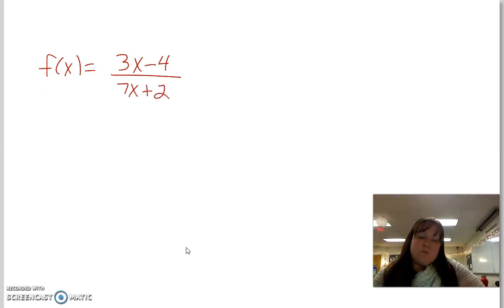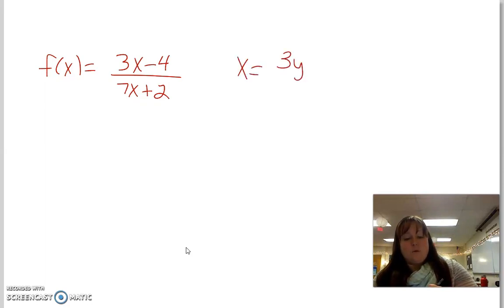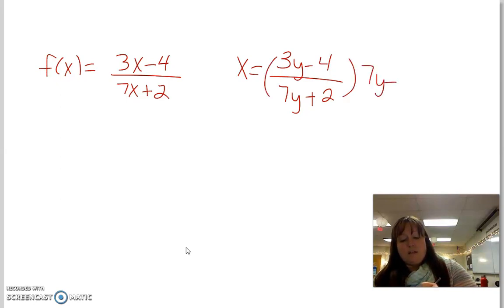So we have this function. We want to switch our input and our output. So x becomes our output, y becomes our input. 7y plus 2. Okay, and now we go ahead and get y by itself, and the way we do that is we multiply both sides by 7y plus 2.